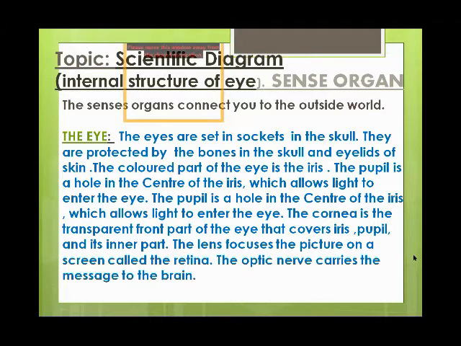Does everyone know about it? Yes, as in previous classes, we have already discussed this. So what is the retina? The retina is the back surface of the eyeball, okay? The optic nerve carries the message to the brain. It takes the message from our eye and sends signals to the brain, and the brain identifies which type of thing we are observing or seeing, okay? Now, next one.